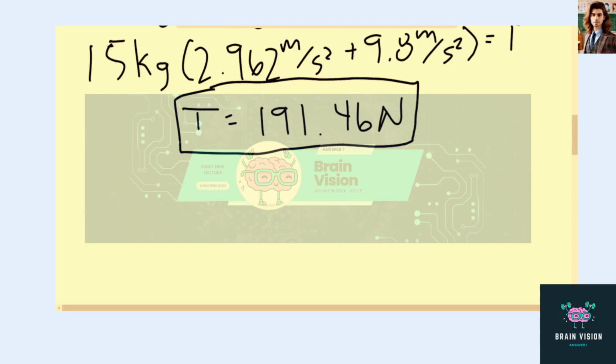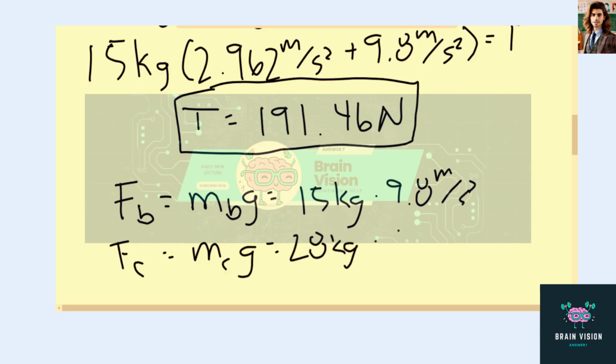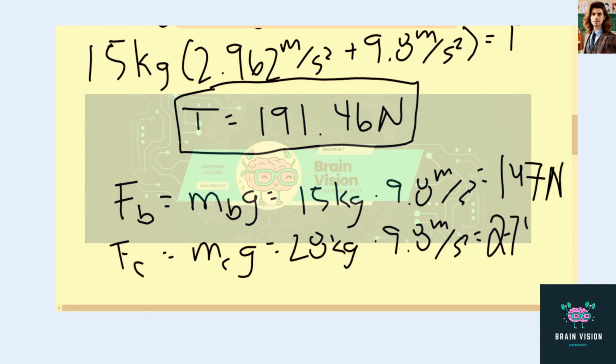So the force of gravity of the bricks is going to be the mass of the bricks times the acceleration due to gravity, which is 15 kilograms times 9.8 meters per second squared. And then same thing for the counterweight. It's the mass of the counterweight times gravity, which is 28 kilograms times 9.8 meters per second squared, of course. For the bricks, we have 147 newtons. And the force of gravity of the counterweight is 274.4 newtons.